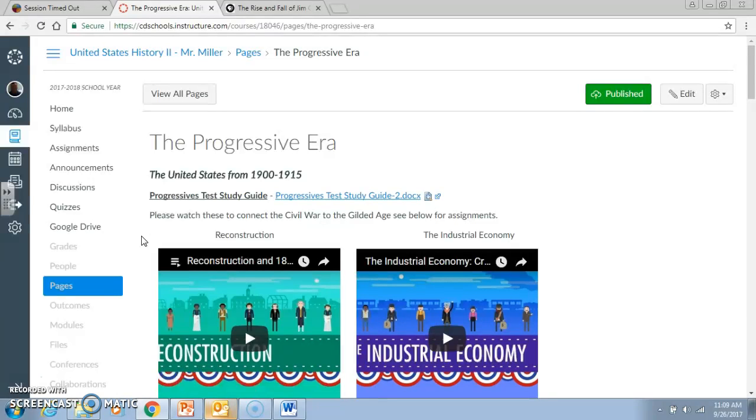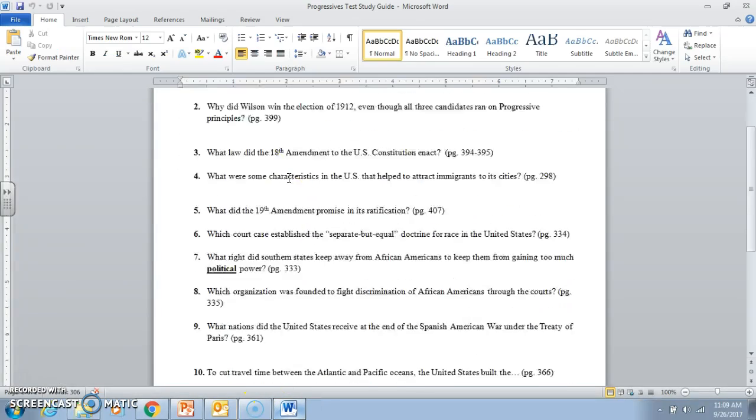So if you have not been in class today, make sure you get on the Canvas and download and print out, in that order, the Progressives Test Study Guide. As you can see, it's at the very top of the Progressive Era page, right below the subheading. So please make sure you download that. If you get that, you can see the study guide here.